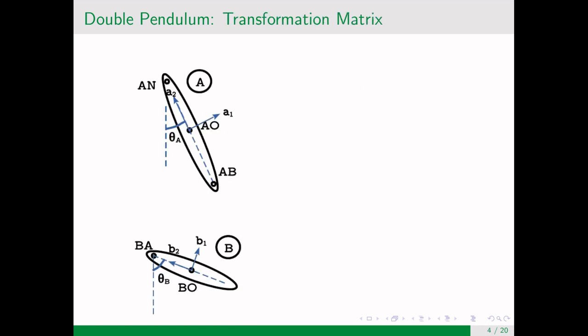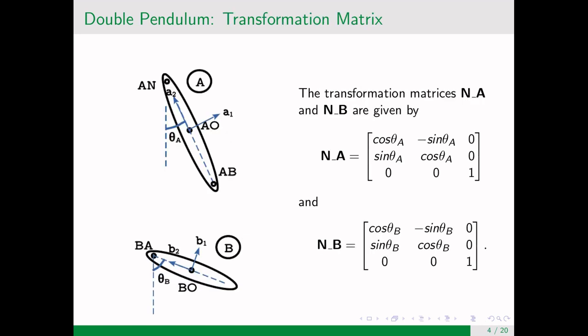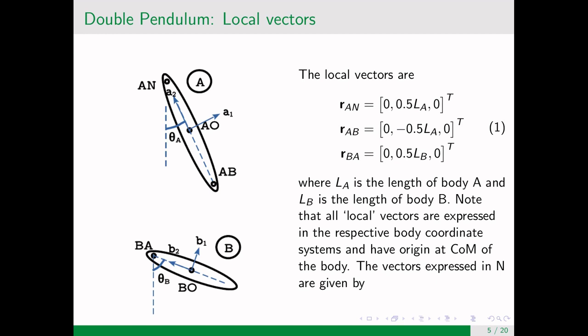Now transformation matrices, just like for the simple pendulum problem, you have a transformation matrix between body N and A, and again between the ground and B, N underscore A and N underscore B. Okay, the local vectors. So now here there are three local vectors which are of interest. The vector from AO to AN expressed in body A is given in the slide. Again from AO to AB, the second one, and BO to BA also expressed in body B in the local coordinate system.